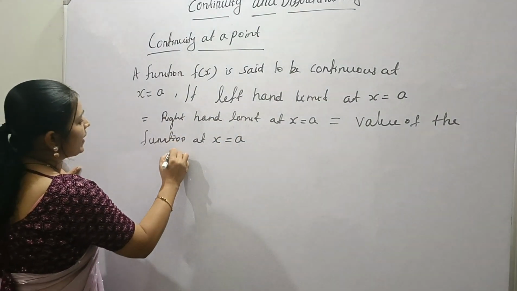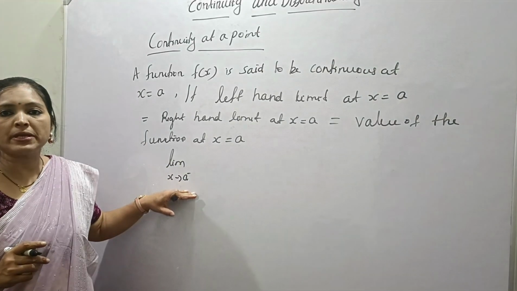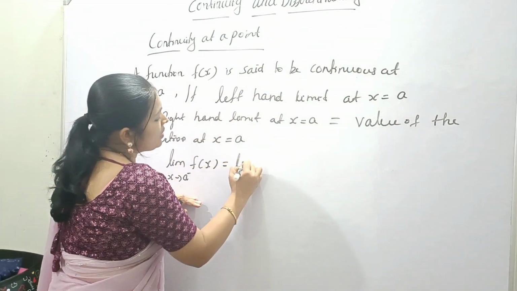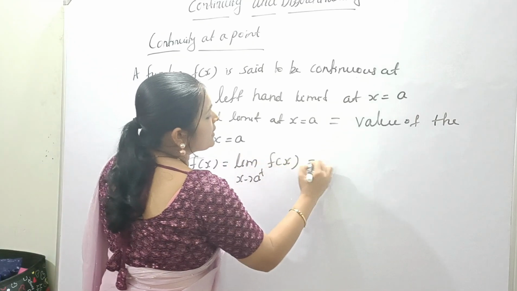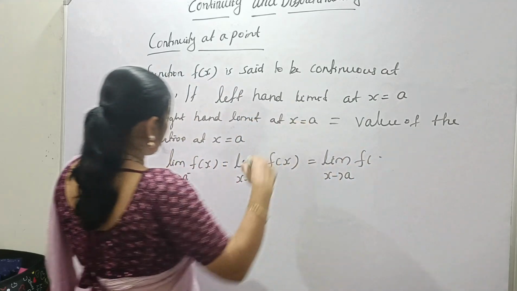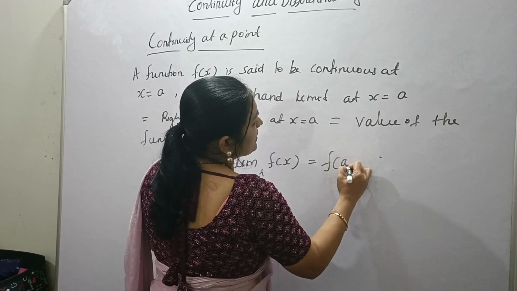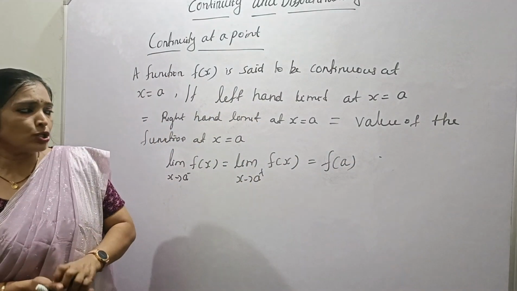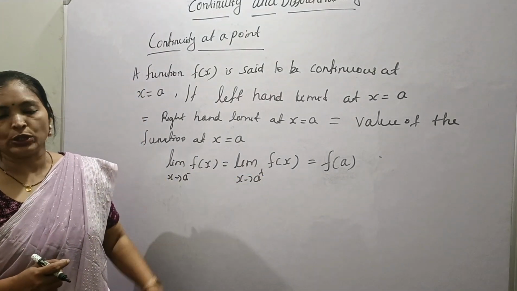That is, limit x tends to a minus, where a minus means left hand limit, of f of x is equal to limit x tends to a plus of f of x, which is equal to f of a. Here the value of the function means directly substituting x is equal to a. So in this case we say the given function is continuous at x is equal to a.